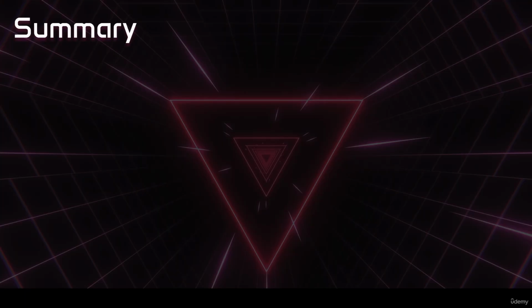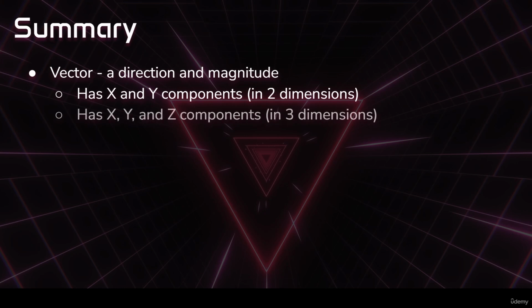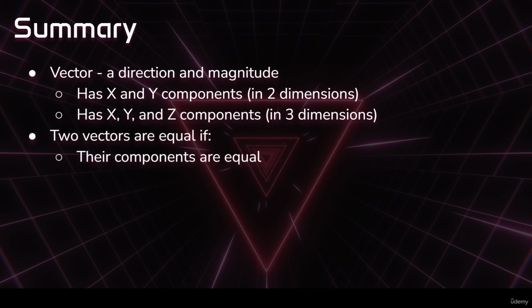So in summary, we've learned that a vector has two key pieces of information, a direction and a magnitude. And we've learned that it has x and y components if it's a two-dimensional vector, and it has 3 components, x, y, and z, if it's a 3-dimensional vector. A single numerical value is called a scalar, and you must have at least 2 dimensions for a numerical quantity to count as a vector. We've learned that 2 vectors are equal if their components are equal. If 2 vectors have equal components, then that means their direction and their magnitudes are also equal, and this would mean that they are the same vector.